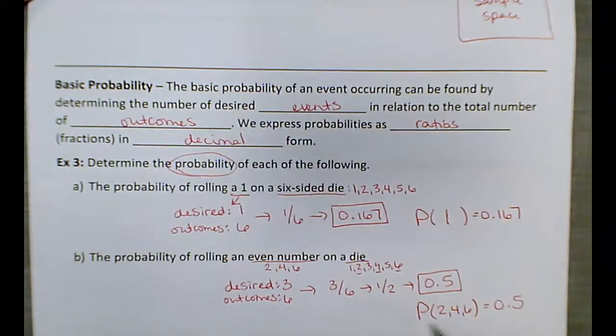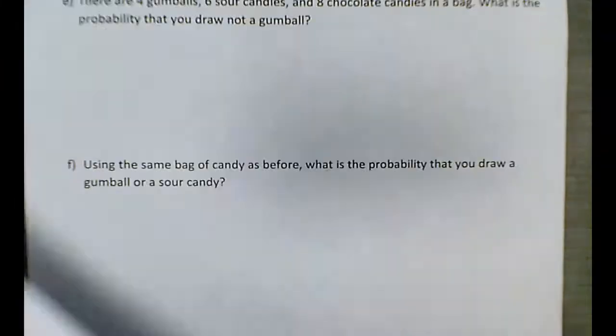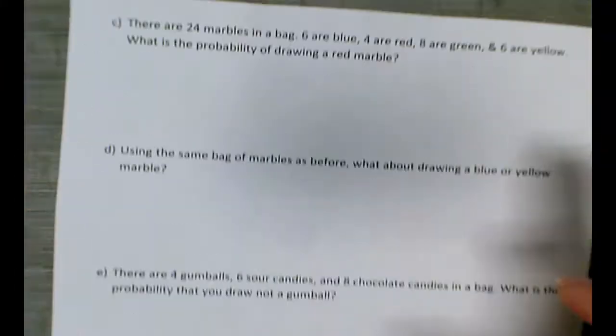We could have also written the probability of, and then we could have abbreviated the event to even number, and it would equal 0.5. So let's move on to our last page. We have a few more examples.